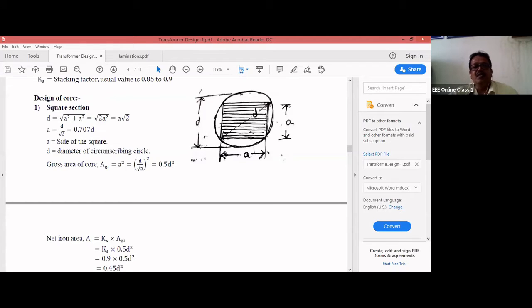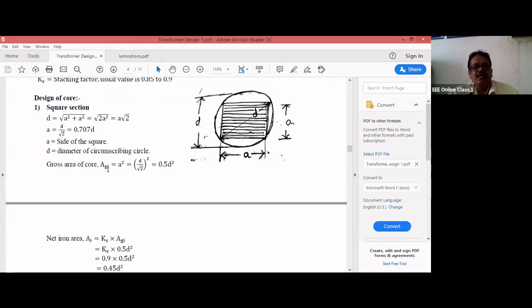If you take this right-angled triangle here, you can use the Pythagoras theorem. D is the square root of a square plus a square, which is root of 2a square, so D is a into root 2, and a is equal to D by root 2, which is 0.707 D. Where a is the side of the square, we have two sides here, the width and the depth of your core, and D is the diameter of your circumscribing circle.